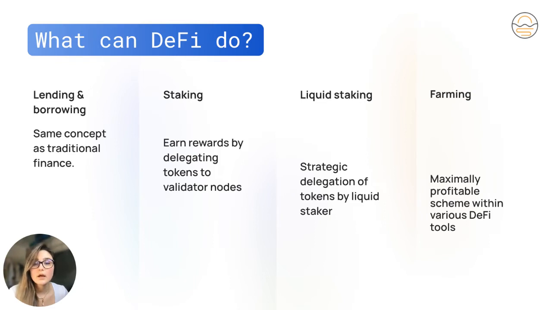Liquid staking is when a user delegates tokens to a liquid staker, which strategically distributes tokens to a selection of validator nodes to maximize returns. Farming is when a user delegates tokens to a yield farmer, which strategizes a maximally profitable scheme among different DeFi dApps, such as staking, liquidity pools, lending, and borrowing.